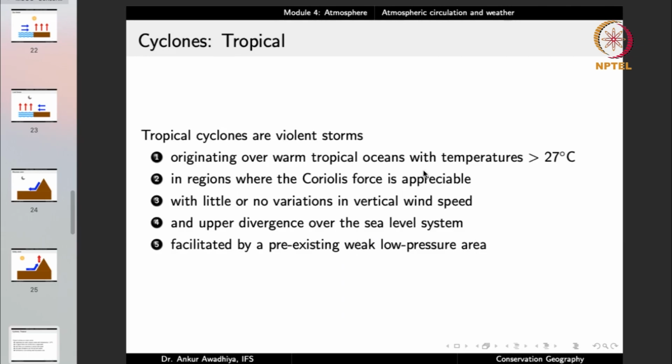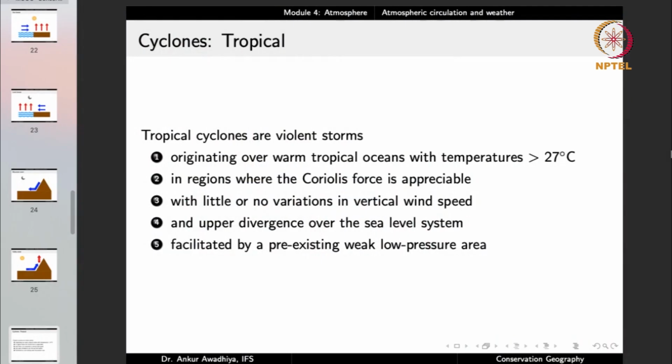Another big atmospheric circulation is cyclones. And we have two different kinds of cyclones: tropical cyclones and extratropical cyclones. Tropical cyclones are violent storms originating over warm tropical oceans where temperatures are greater than 27 degrees Celsius.